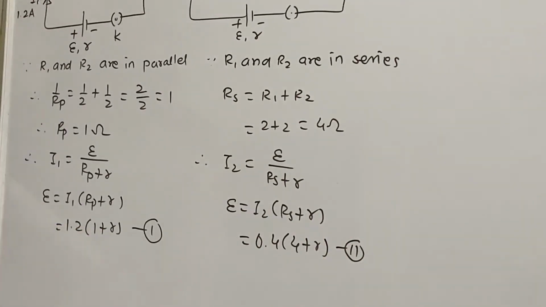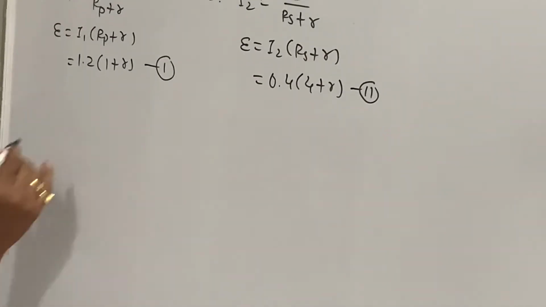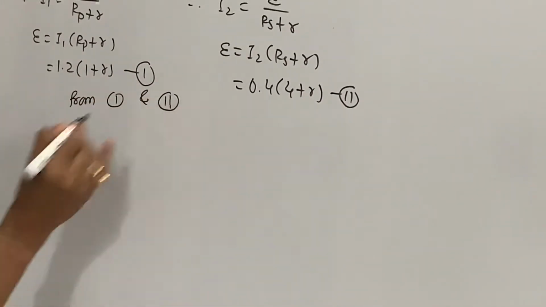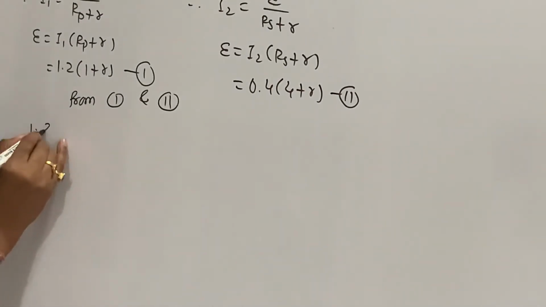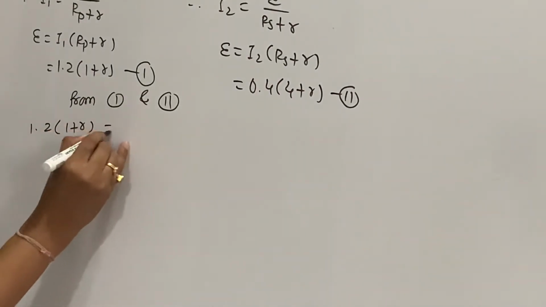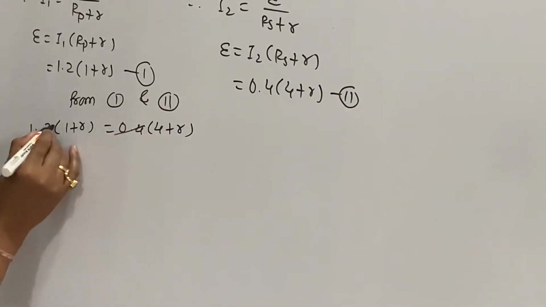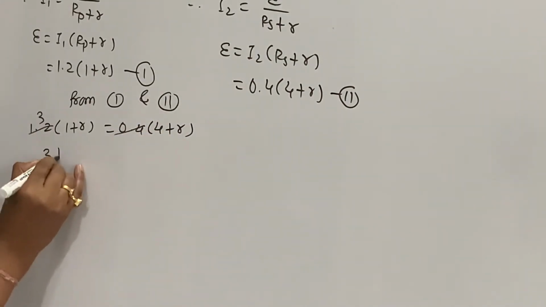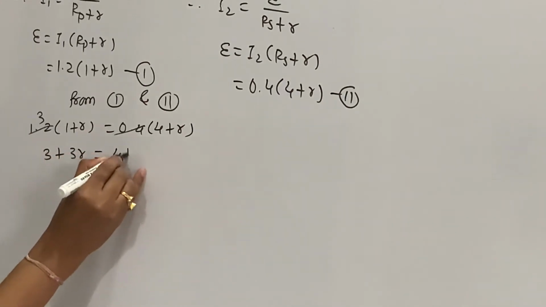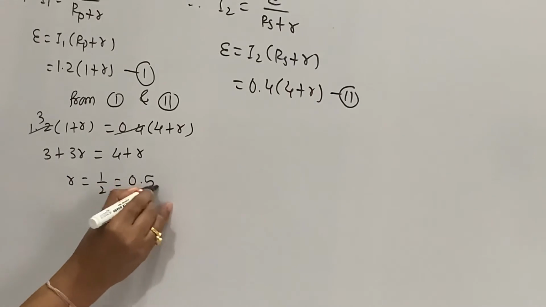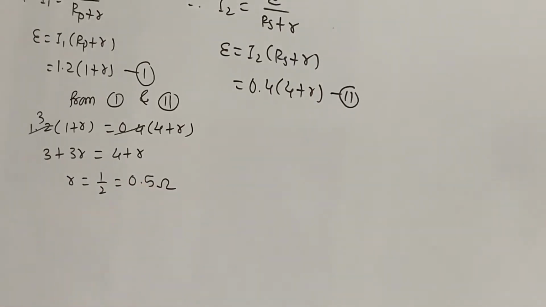Now if I compare these equations 1 and 2, we can write the left hand side is the same. So right here from 1 and 2 we can equate this. So this is 1.2 (1 plus r) is equal to 0.4 (4 plus r). This is 1, this is 3. 3 plus 3r is equal to 4 plus r. So r is equal to 1 by 2, which is 0.5 ohm. This is your resistance value.